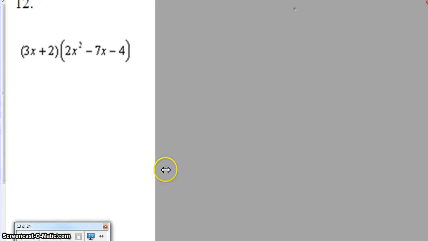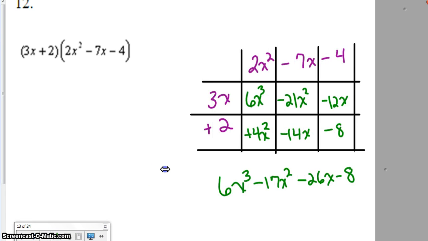This is a standard multiplication of polynomials. I went ahead and used the box method.